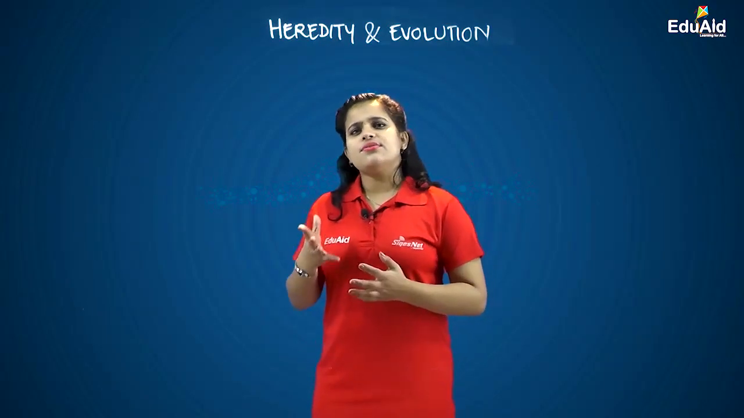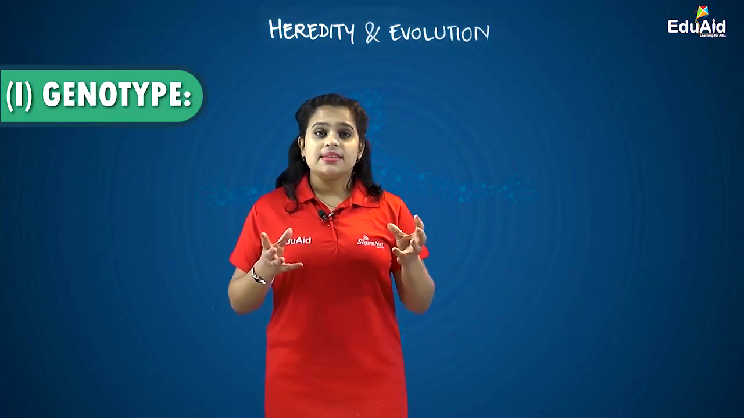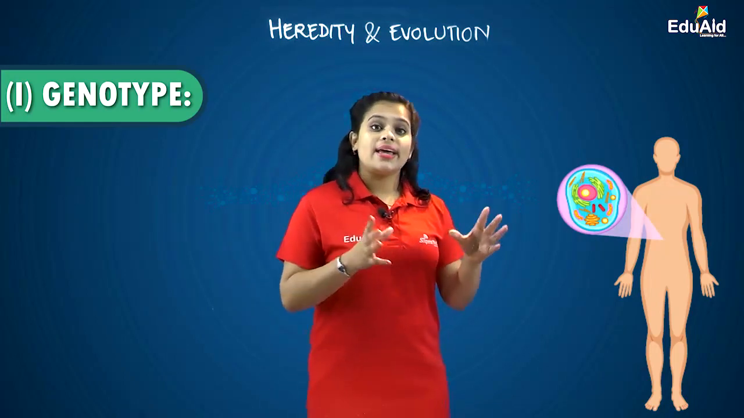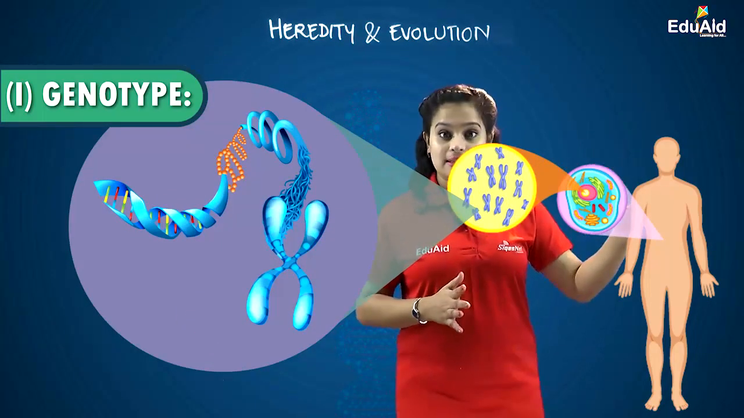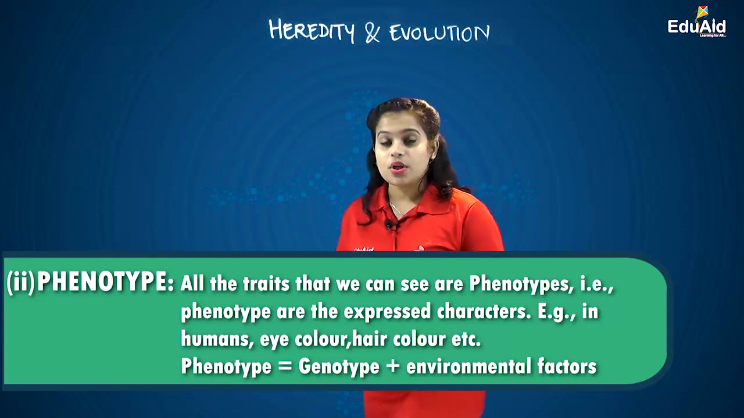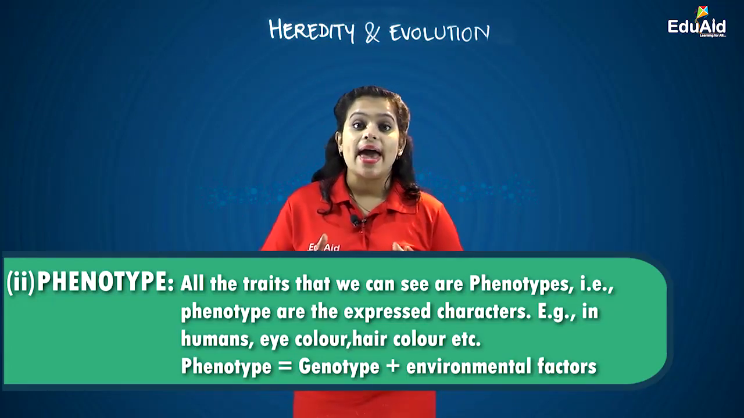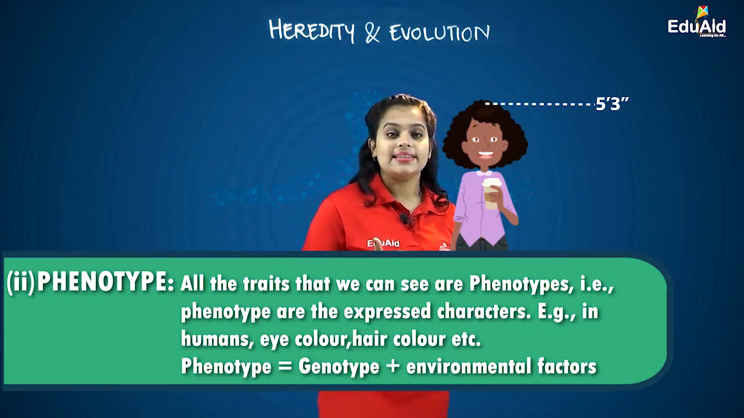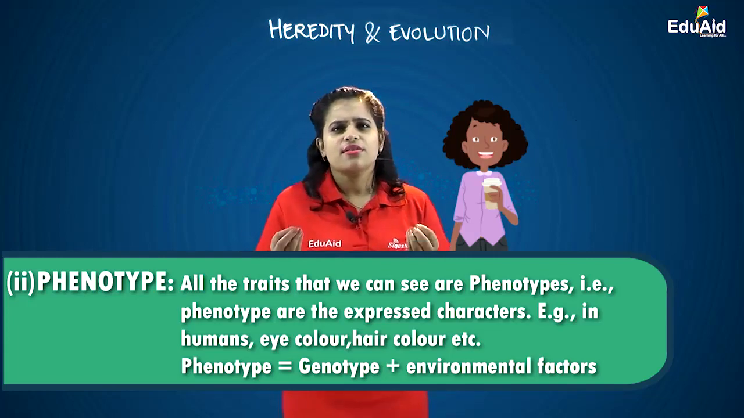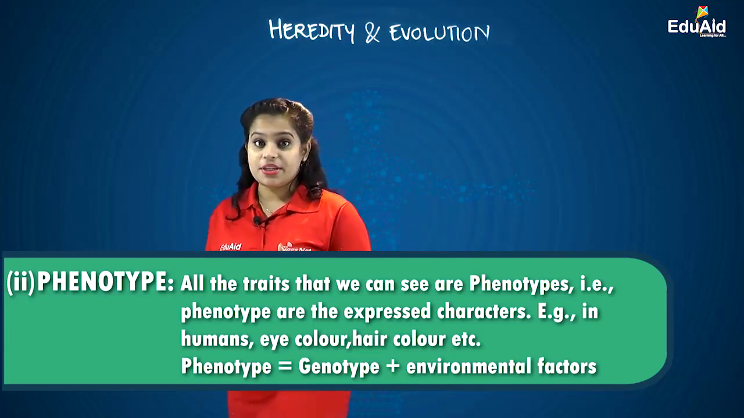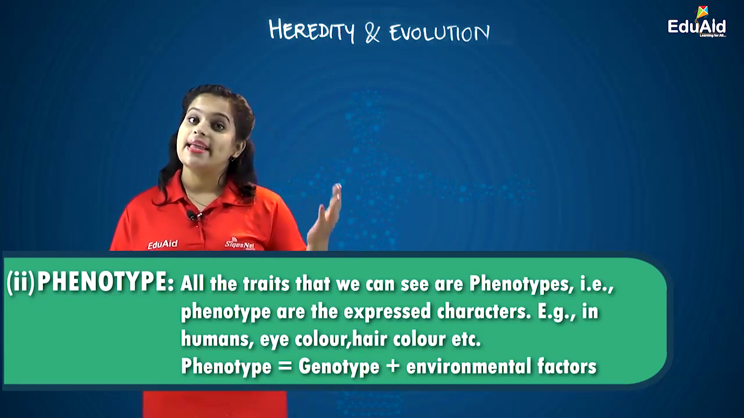Now let us understand a few more terms like genotype. Genotype represents the genetic constitution of an organism. It represents all the hereditary information of that organism. Whereas phenotype represents all the traits that we can see, which means phenotypes are the expressed characters. For example, in human beings, the eye color, the height, your hair color, etc. are phenotypes. So phenotypes are basically the result or combination of the genotype that we have and the environmental factors that affect us.